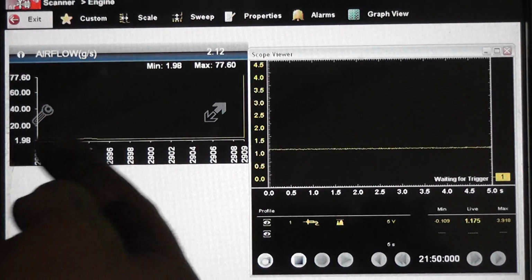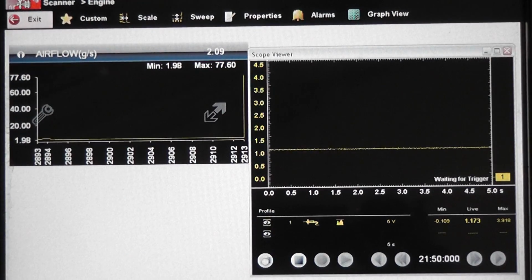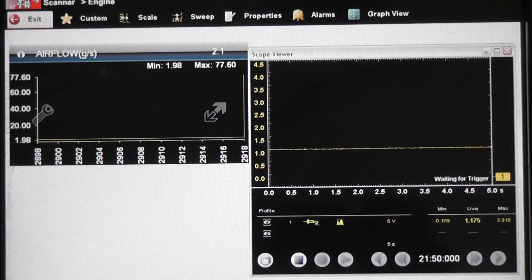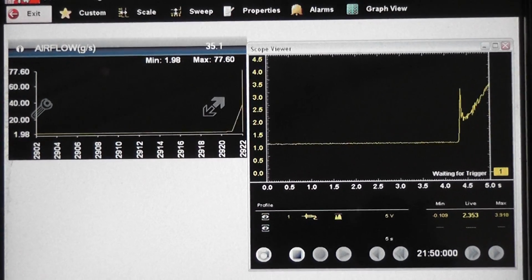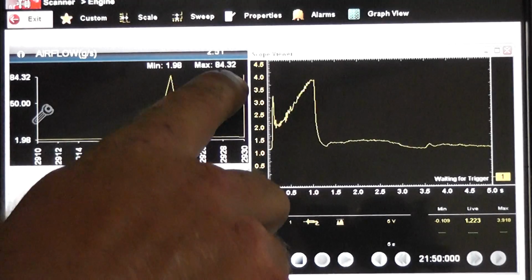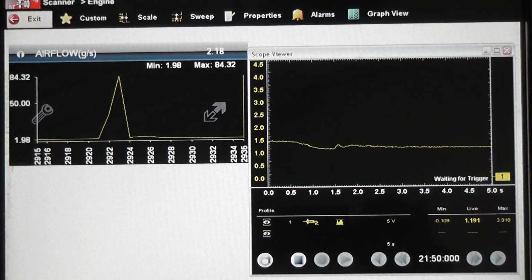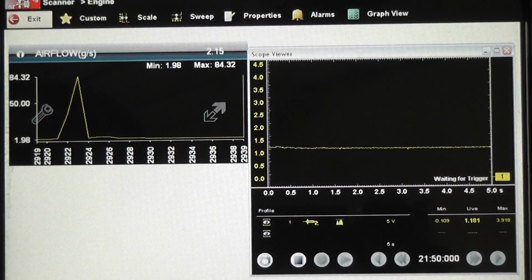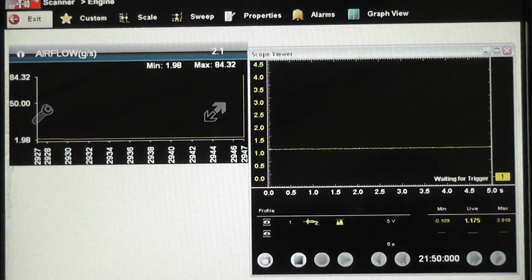Scan data, baud rate, a little bit slow. So when I snap it, I'm not catching the peak every time. 84.32 on a peak. 3.91 peak voltage. I like that. That's a fix. We're gonna go take it for a test drive and see what our O2 looks like at wide open throttle. See what those numbers look like again on a test drive. And I believe this is a fix.